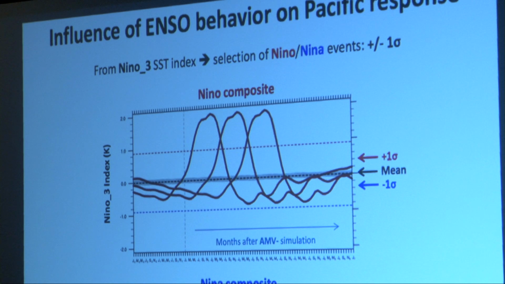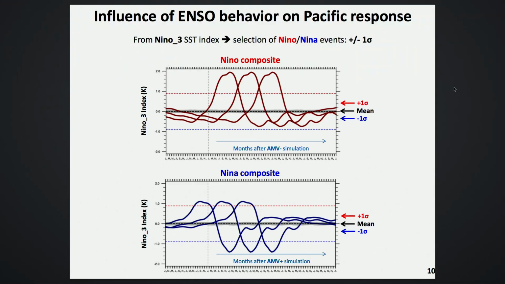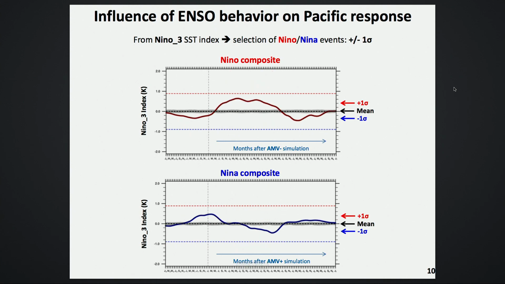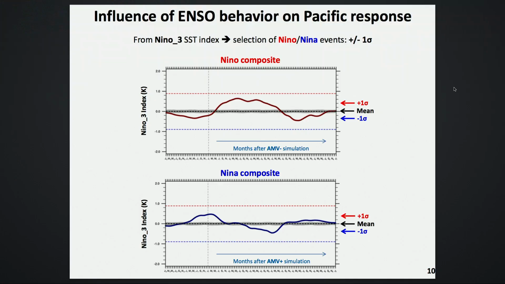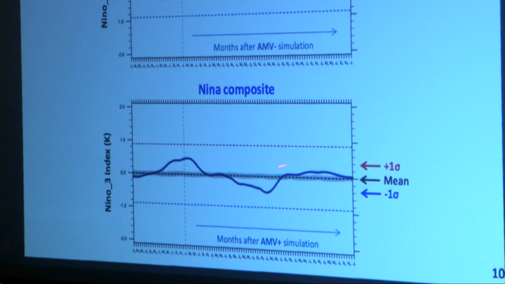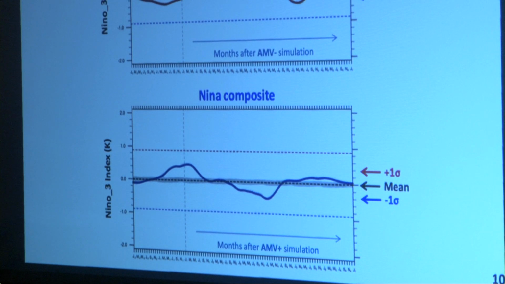So when I average over the 3 years, and I average over all the members, I obtain this kind of residual. And we can see that there is a warming here during the first 3 years of the simulation, which is then followed by cooling. And for the Nina composite, which means the AMV plus experiment, it's similar. There is a cooling over the first 3 years, and then it's followed by weak warming there. So this is done by hand.